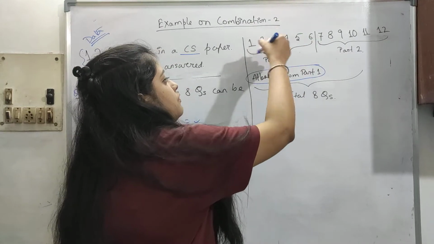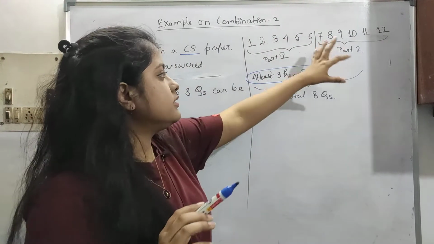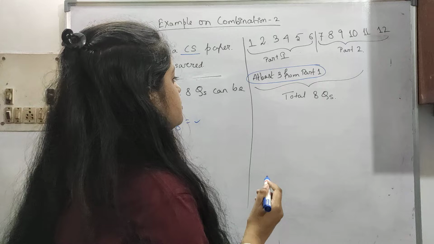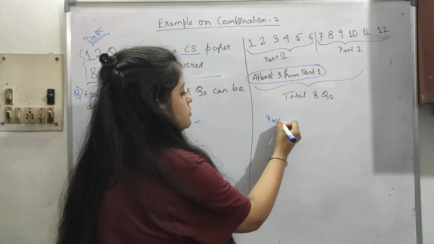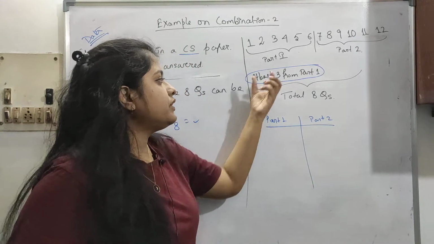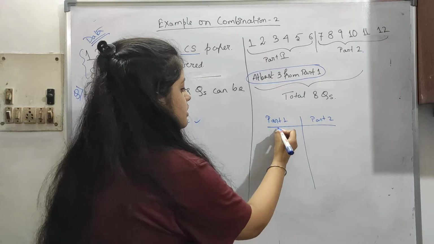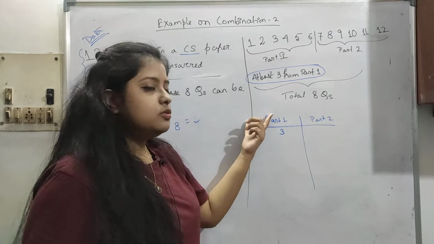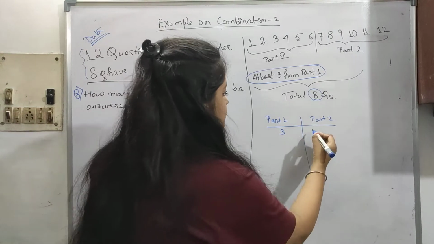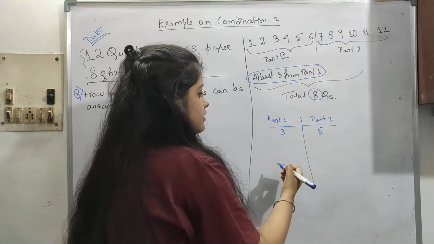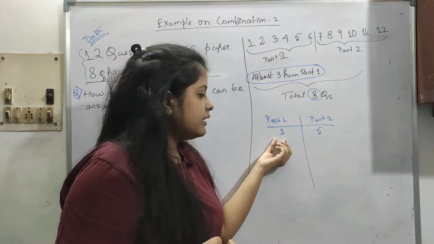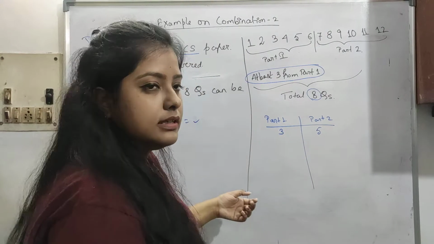So in part 1 we have 6 questions, and in part 2 another 6 questions. In part 1 we have to do at least 3, and part 2 doesn't matter. Let's say this is our part 1. Doing a table will be easier. In part 1 we have to do at least 3 questions. So 3 is the minimum number, we cannot do 2. If 3 is already there, a total of 8 questions have to be done, so 3 plus 5 is 8. From 6 questions we have to take 3. We will see the combinations later.